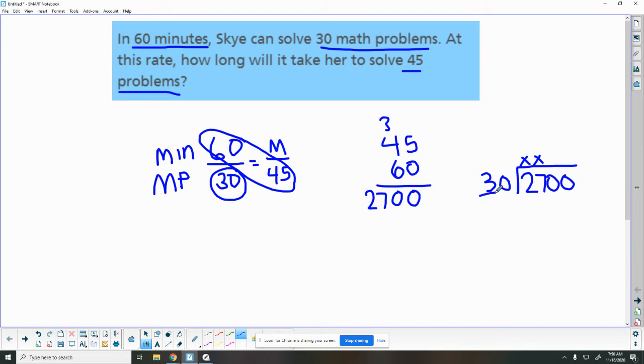So 30 can't go into 2, and it can't go into 27. But if I'm counting by 3s, it can go into 27 9 times. 3 times 9 is 27 with a 0. There's nothing left over. Bring down my 0. Remember, every time something goes down, something has to go up. 30 goes into 0 0 times. So if Sky did 45 math problems, that's going to take her 90 minutes to finish all those problems.